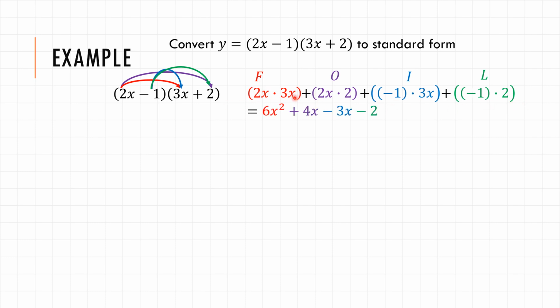So 2x times 3x is going to be 6x squared. 2 times 3 is 6. X times x is x squared. 2x times 2 is going to be 4x. 2 times 2 is 4 with just a single x. -1 times 3x is -3x. And finally, -1 times 2 is -2. The last step I have to do here is actually combine any like terms.